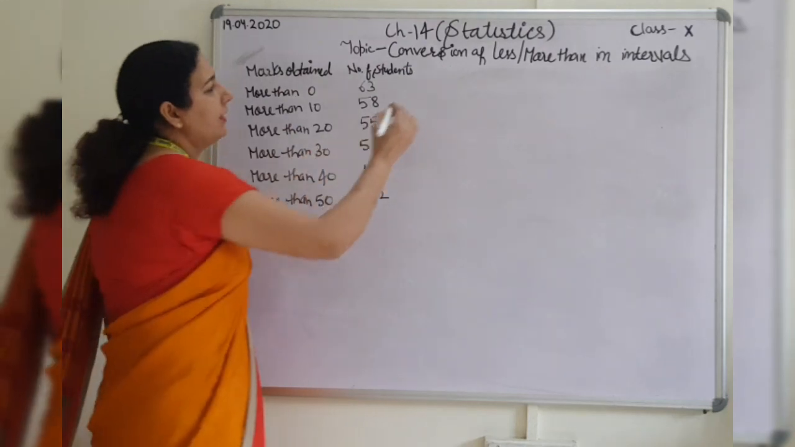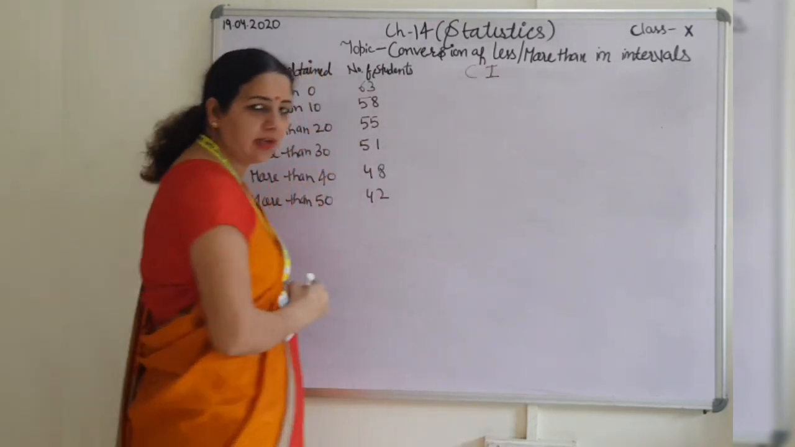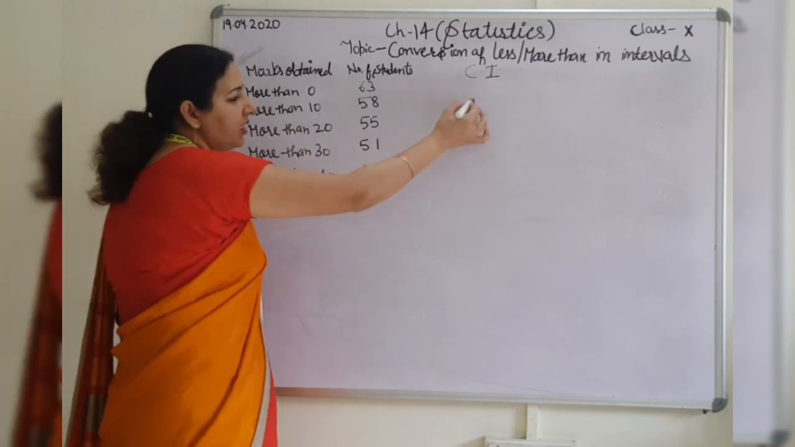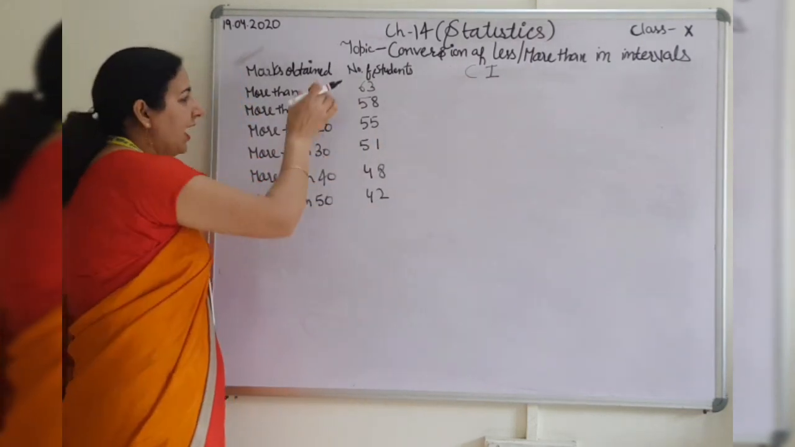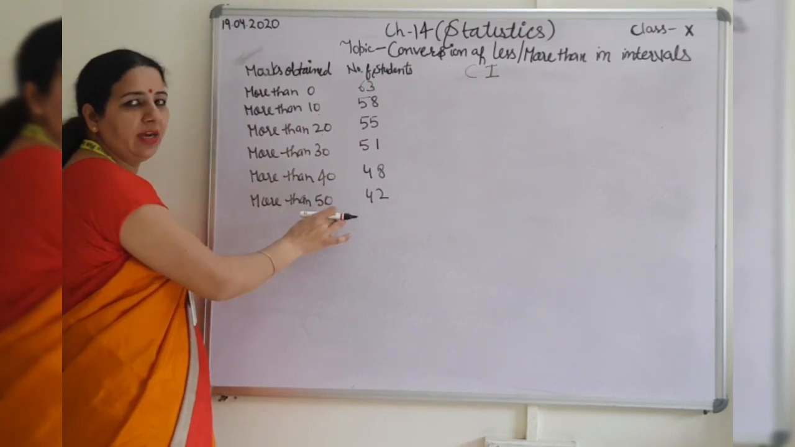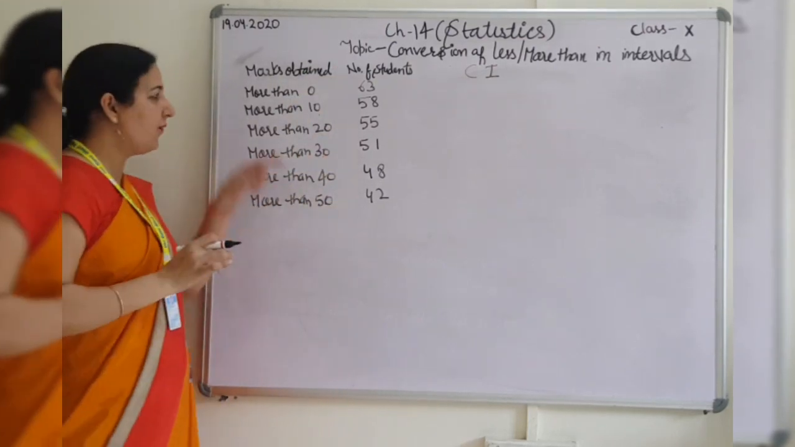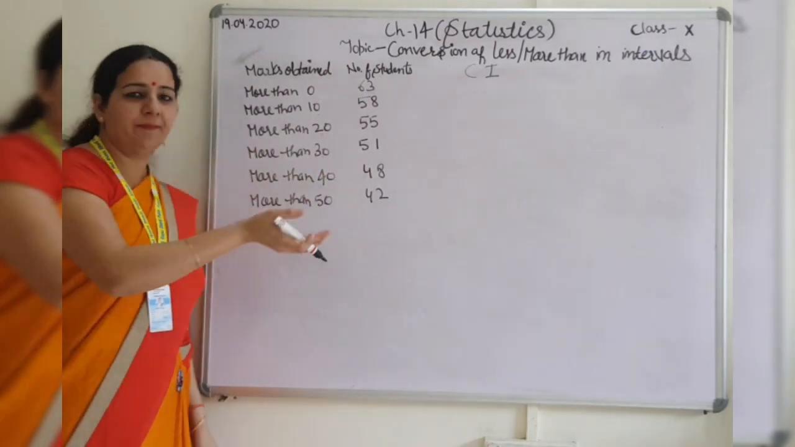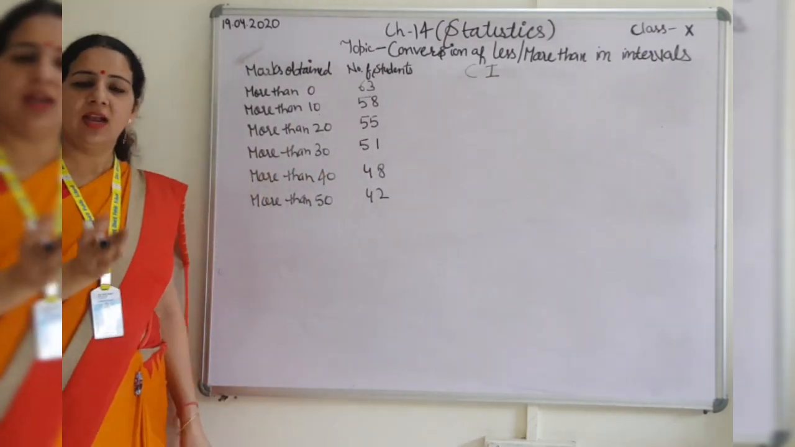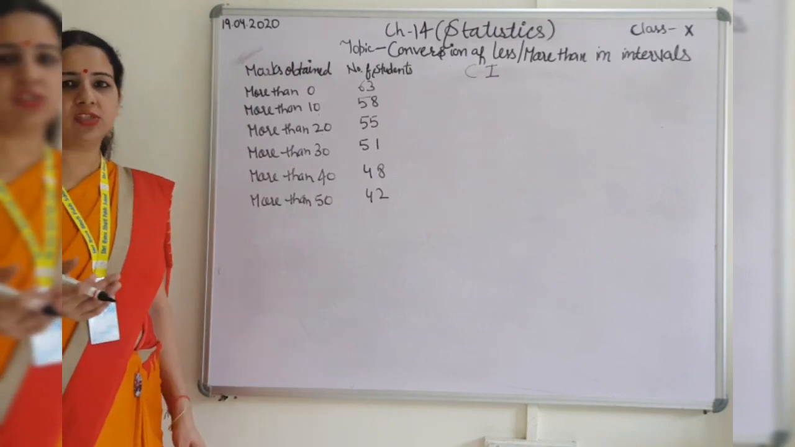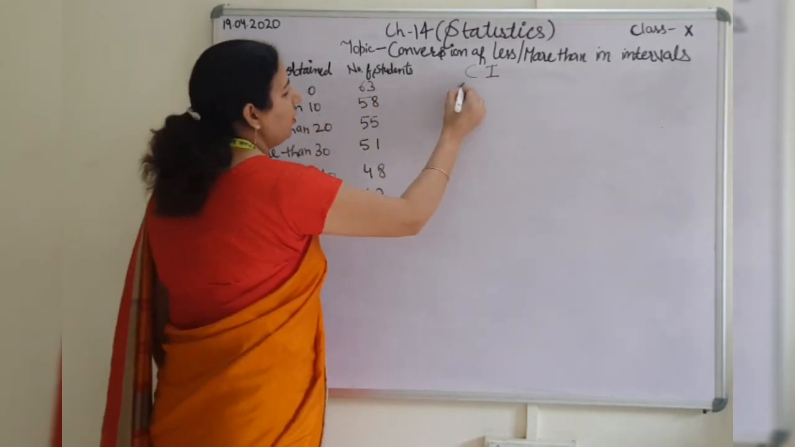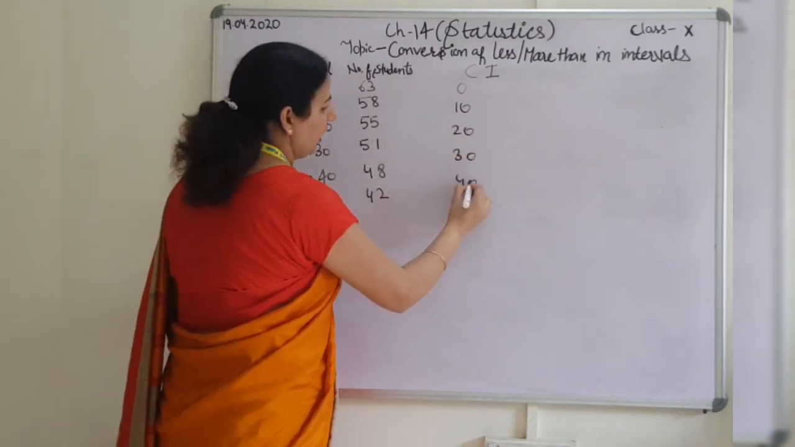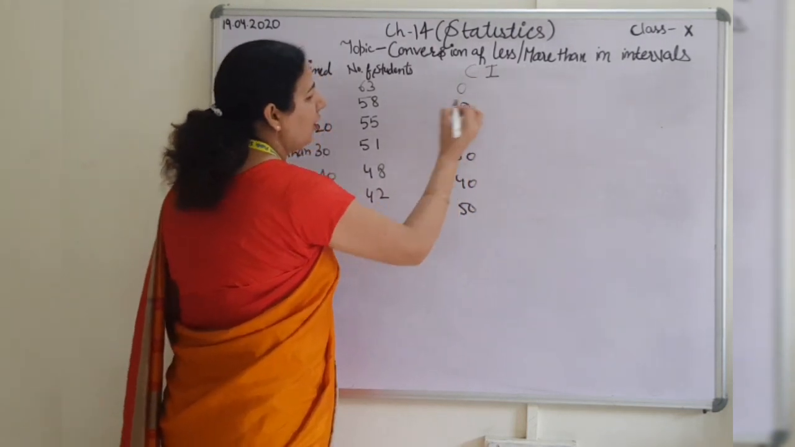So how will we convert it into an interval? First write down the class interval. After that 1, 2, 3, 4, 5, 6. It means 6 intervals will be here. For that, the lower limit will be this row only. If it is less than, then these numbers will be the upper limit. More than is the lower limit, less than is the upper limit. Opposite relation. So 0, 10, 20, 30, 40, 50. These are all the lower limits.